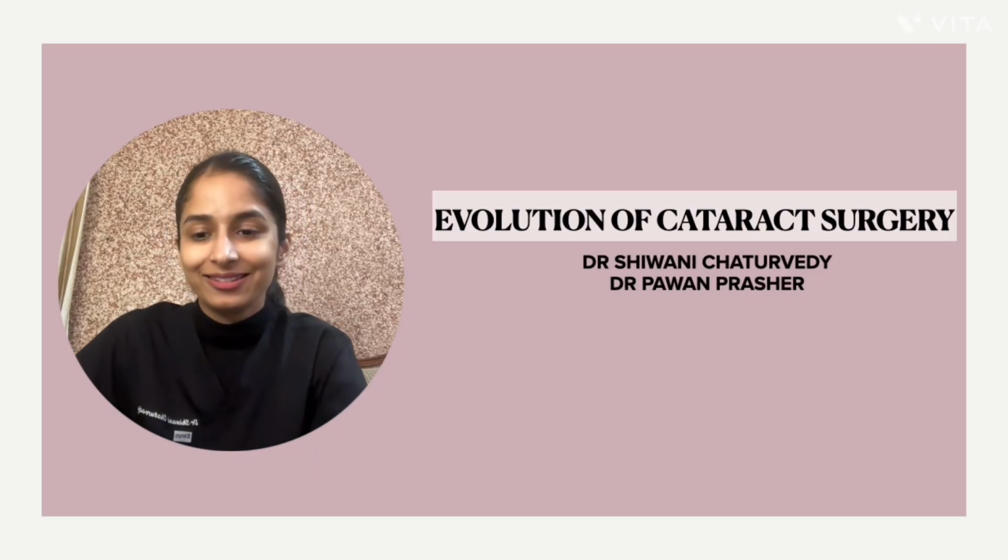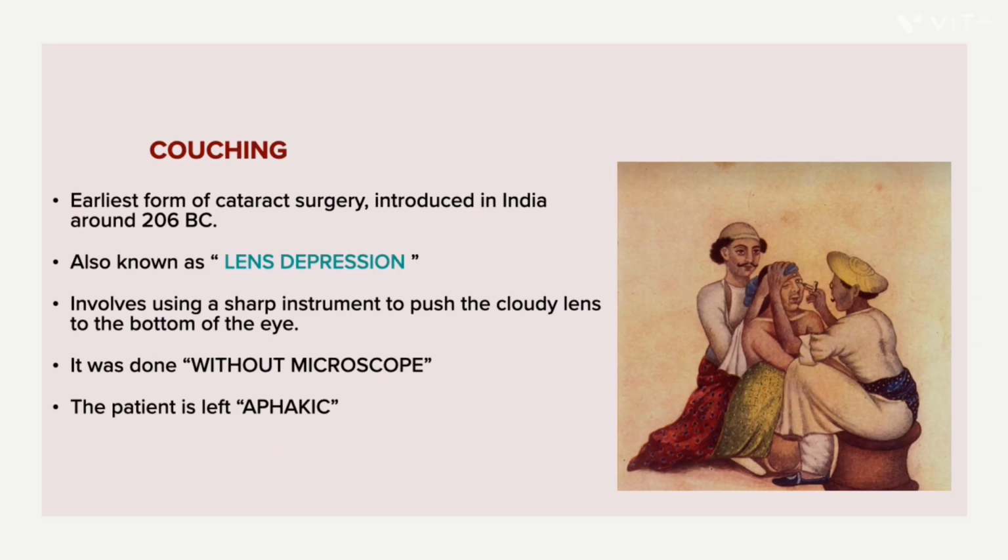So let's begin. The earliest known cataract surgery is couching, which was first practiced in India around 206 BC. It is also called lens depression, where the cloudy lens is pushed out of the visual axis, and it involves using a sharp instrument to displace the lens to the bottom of the eye. This procedure was done without modern tools like the microscope, making it very risky, and the patients were left aphakic.